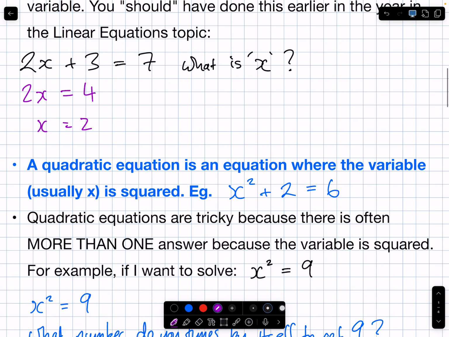A quadratic equation is an equation where the variable, usually x, but it doesn't have to be, is squared. So for example, x squared plus 2 is equal to 6. Get that one down just to have somewhere stated what a quadratic equation looks like. A quadratic equation is any one where the variable is squared. If it's cubed, it's called something else. If it's to the power of 4, it's called something else. So quadratic only to the power of 2.